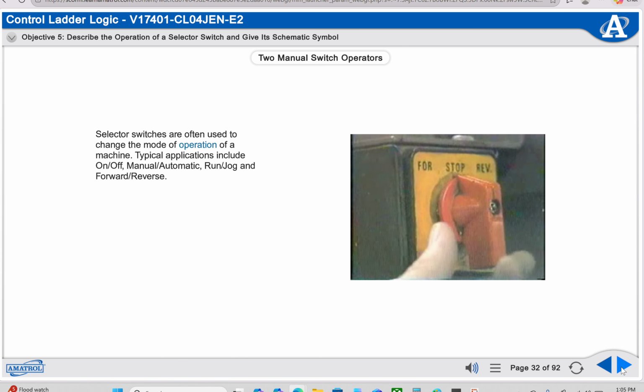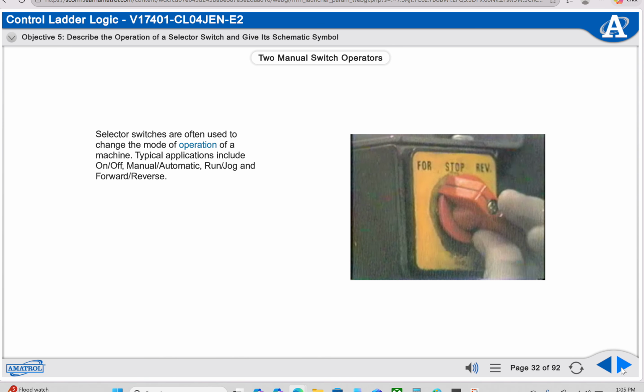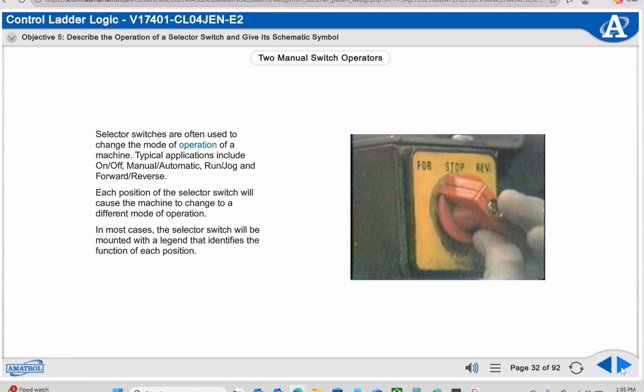Selector switches are often used to change the mode of operation of a machine. Typical applications include on-off, manual-automatic, run-jog, and forward-reverse. Each position of the selector switch will cause the machine to change to a different mode of operation. In most cases, the selector switch will be mounted with a legend that identifies the function of each position.